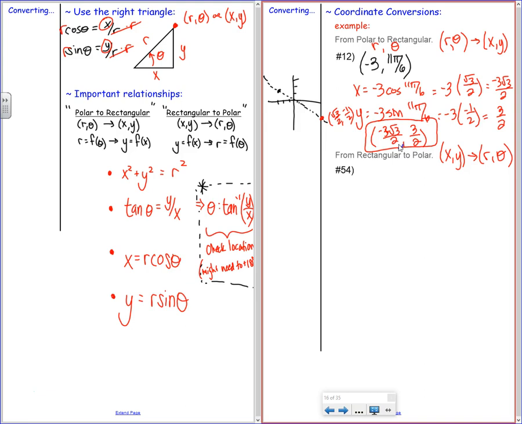Now, what's different when we get to number 54 and it says, hey, let's go from rectangular to polar now. Let's go the other direction. And they give us the point negative rad 3, rad 3. This is no longer an r and theta that they've given us, right? Because of the directions. What did they give us instead? Exactly.